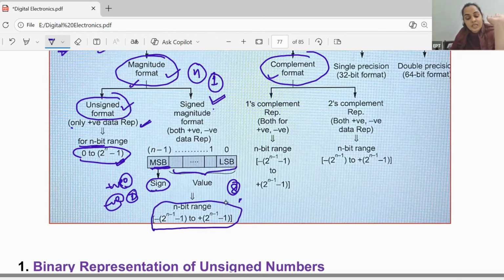So the range will be this only, because out of suppose 8, 1 bit is assigned for the sign. So we are left with 7 bits. So with the help of 7, how many numbers can you represent? Minus 2 raised to power n minus 1 to this. The range for these two is going to be same only, for 1's complement and for signed magnitude. For 2's complement, it is this.